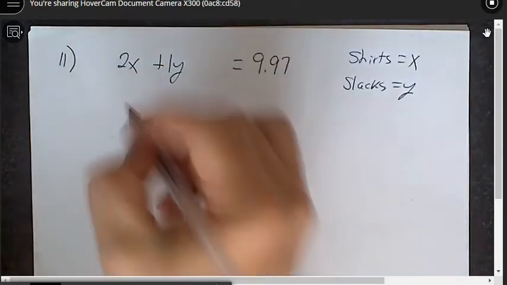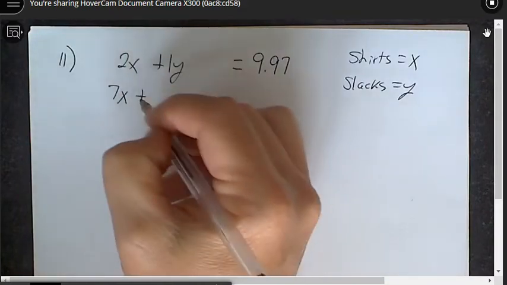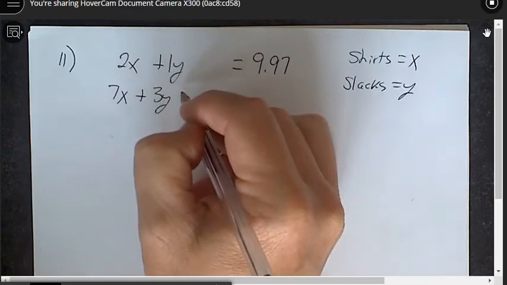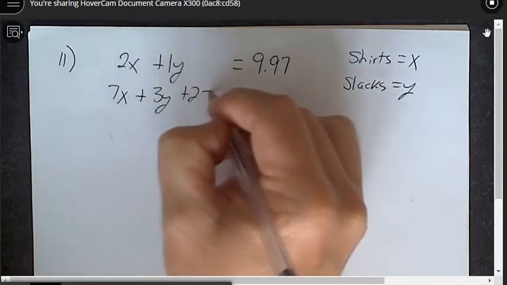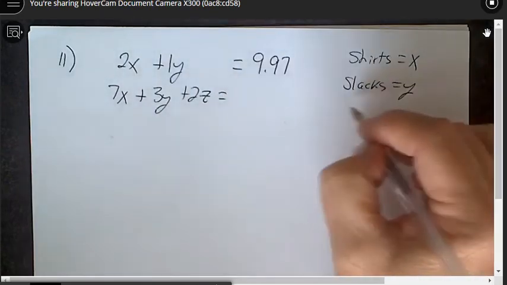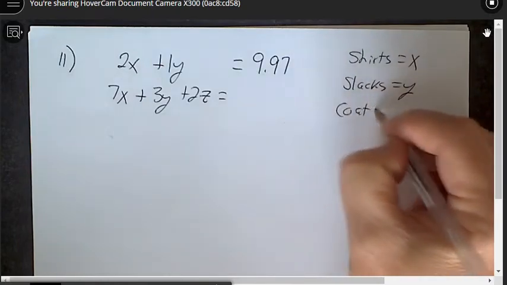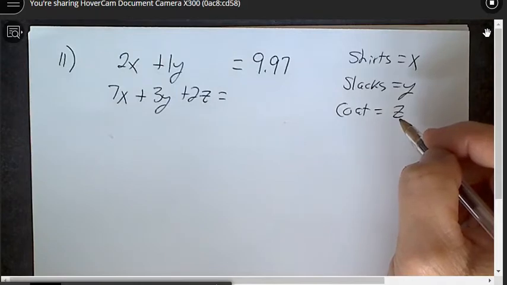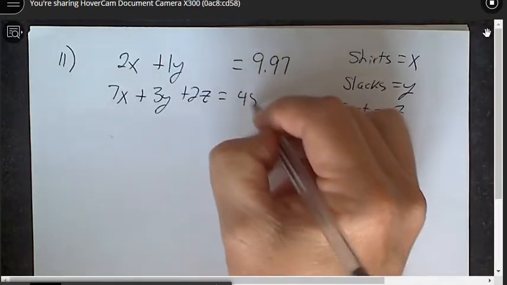Then he had 7 shirts, 3 pairs of slacks, and 2 sports coats, which would be Z in that case. He paid $45.88.